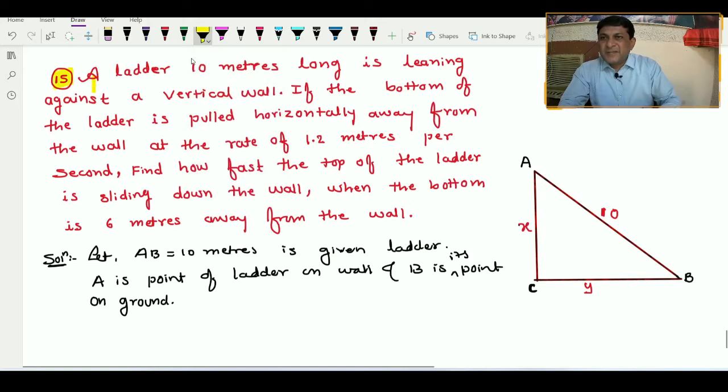Now see example number 15. In this case, what is the given condition? A ladder of 10 meter long is leaning against a vertical wall.